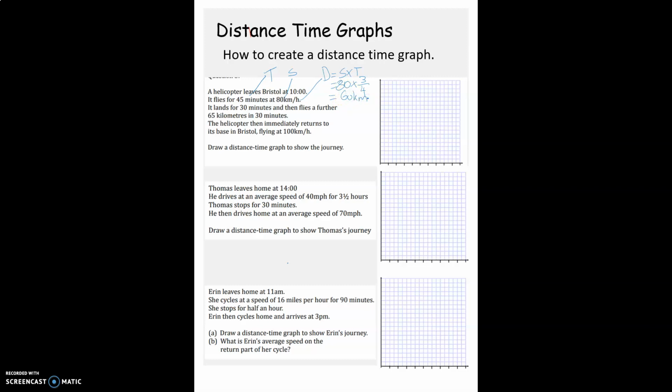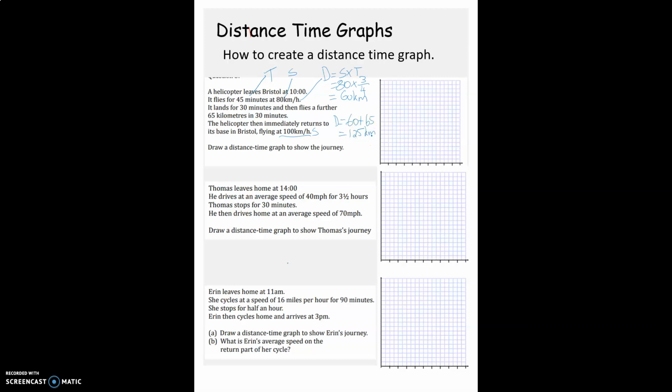It then lands for 30 minutes and then flies a further 65 kilometres in 30 minutes. The helicopter then immediately returns to its base in Bristol, flying at 100 kilometres an hour. So this here is the speed, and we know the distance because it flew 60 kilometres and an additional 65. So it's currently 125 kilometres away from the base.